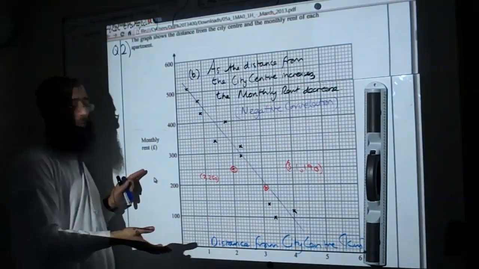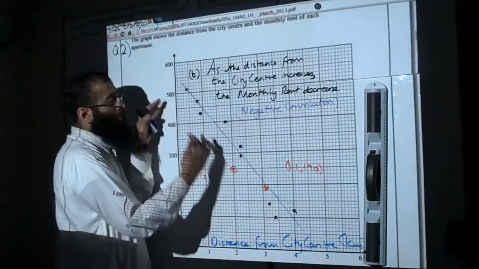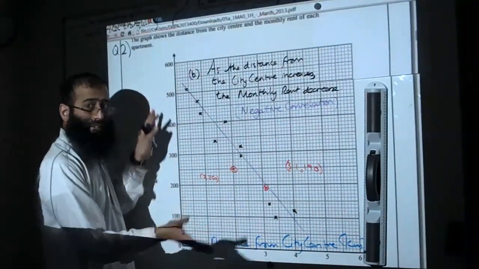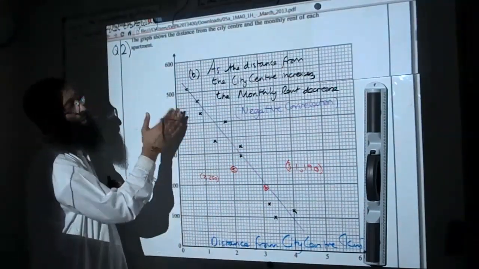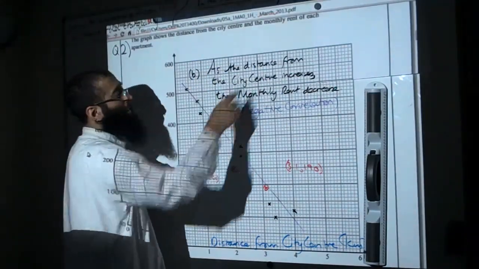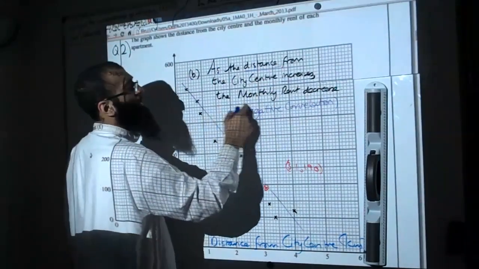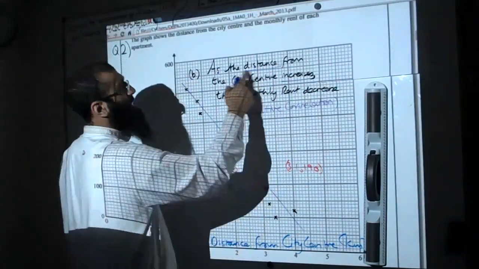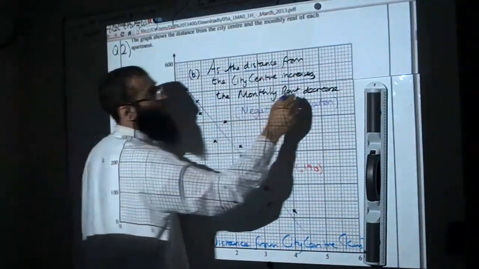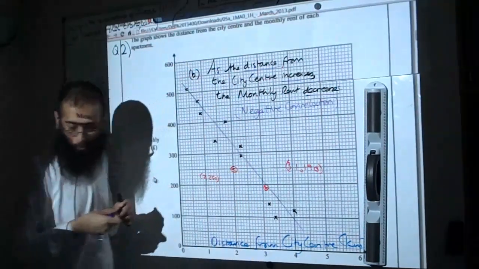So what we've done first of all, we plotted the 2 points they gave us, done the line of best fit by trying to get an average line going through as many data points as possible and having as many above as below points. Using that line we can see that the data is going in a negative correlation, which I've explained in detail here. So as the distance from the city centre increases, the rent decreases. That's the key word there. Okay, done.